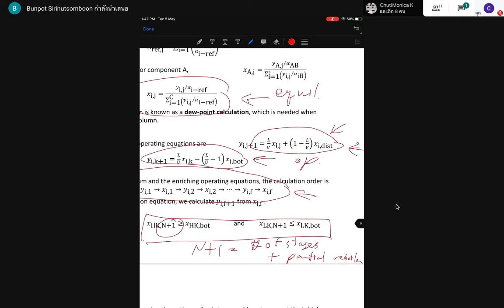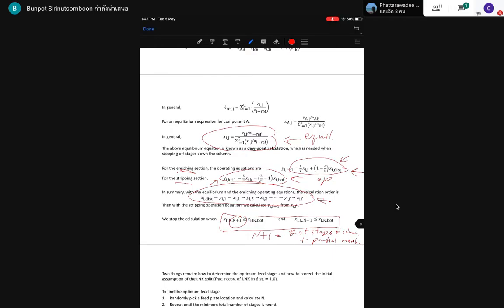Okay, number of stages in column. So when you answer the problem, make sure that you say clearly whether that number is just the number of stages in the column or every equilibrium contact, which also includes the partial reboiler. So be careful of the number that you answer.